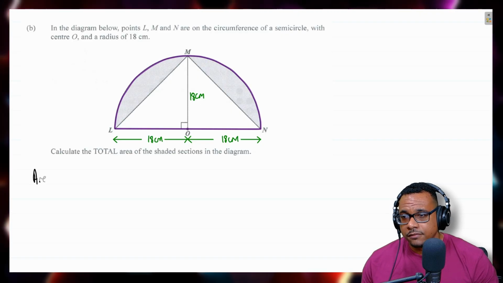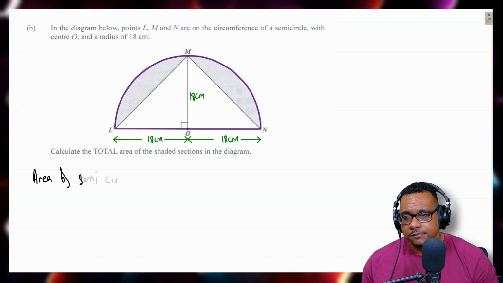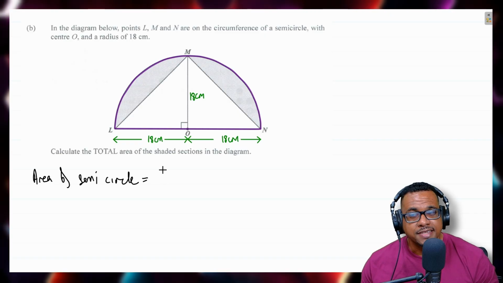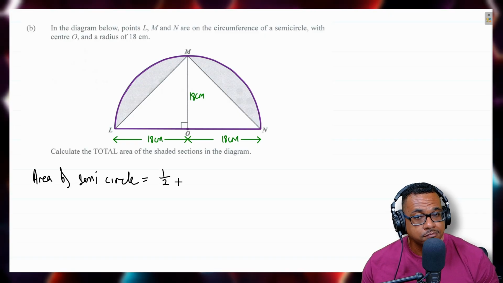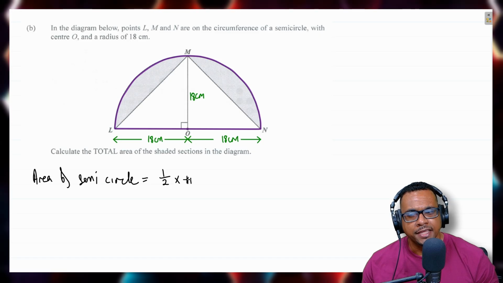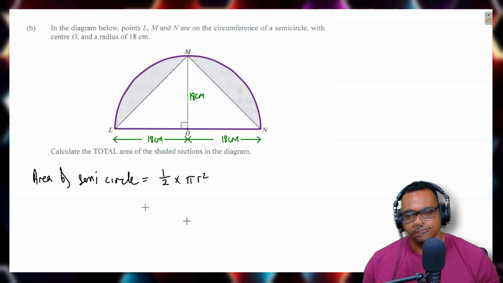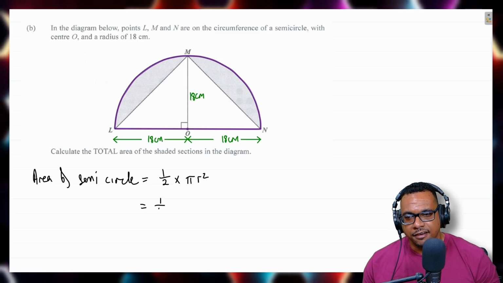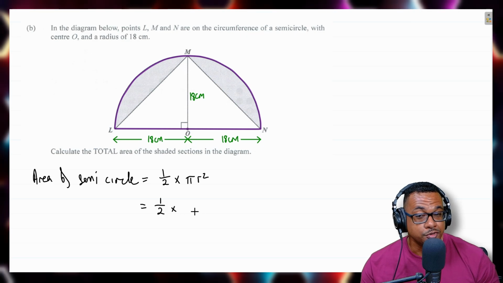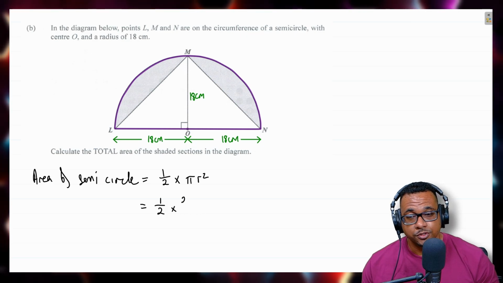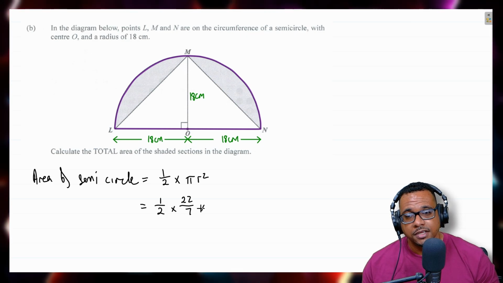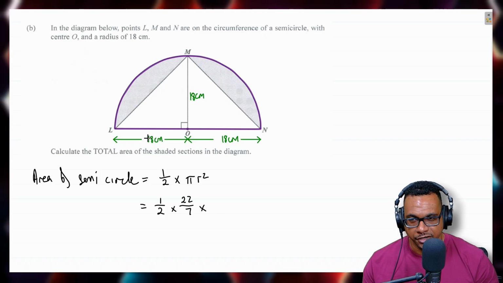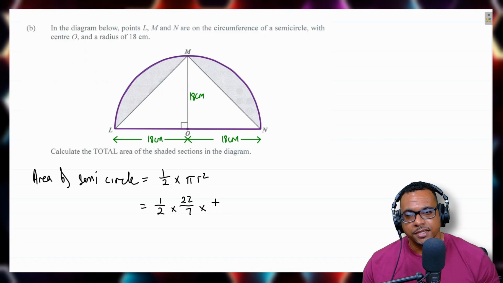So area of semicircle, and remember, it's a half times the area of a circle. So it's a half times pi r squared. So that's a half times, and remember the question says to use pi as 22 over 7. So 22 over 7 multiplied by the radius, and the radius is 18. So 18 squared.